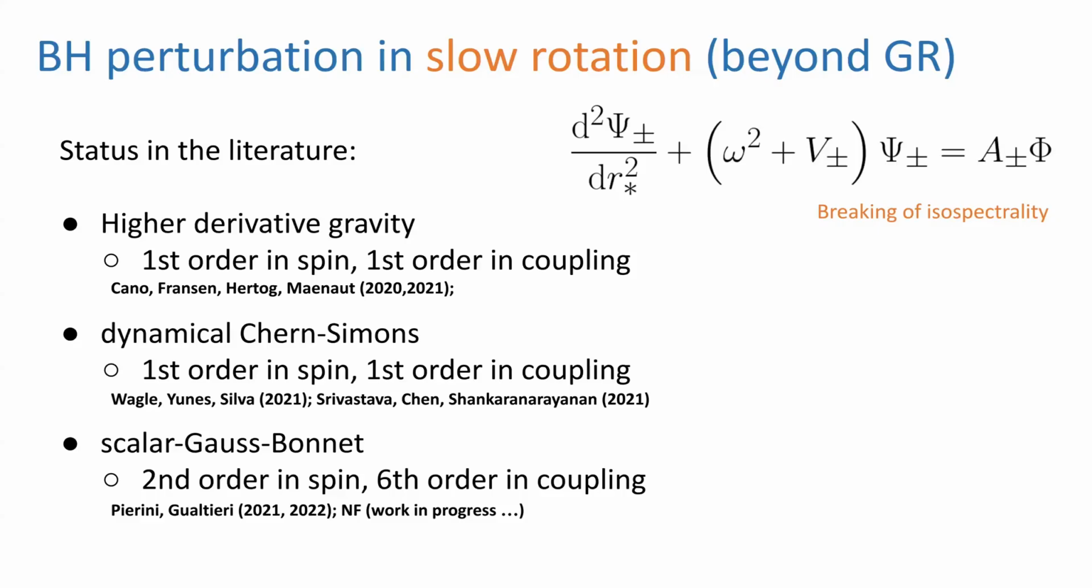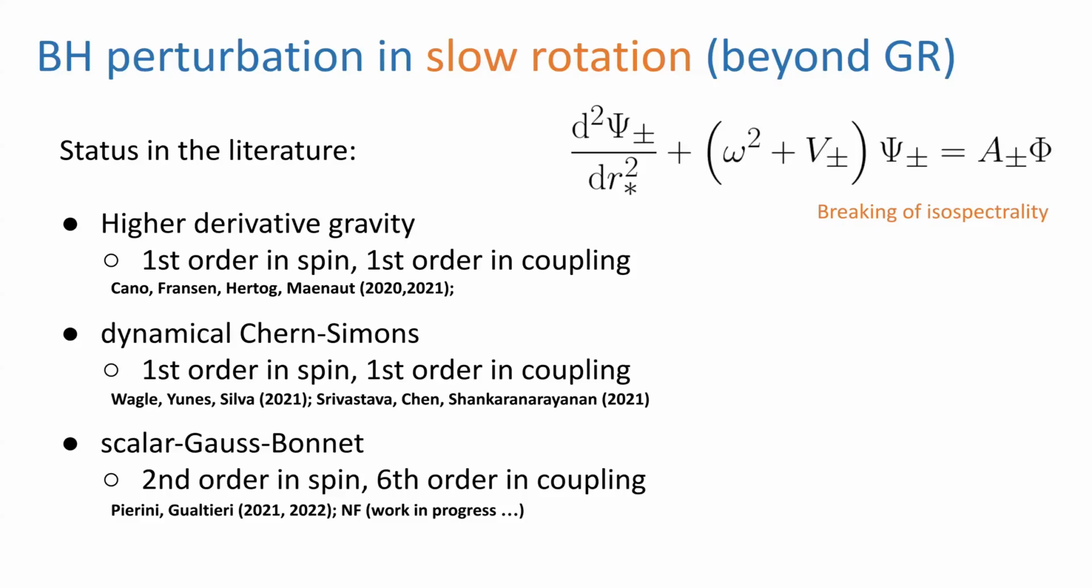But for the sake of the information, it's just not necessary to see how it looks. But again, for dynamical Chern-Simons, the calculations are done first order in the spin and first order in the coupling. And scalar Gauss-Bonnet is the one which has been pushed more. It's up to second order in the spin and sixth order in the coupling.